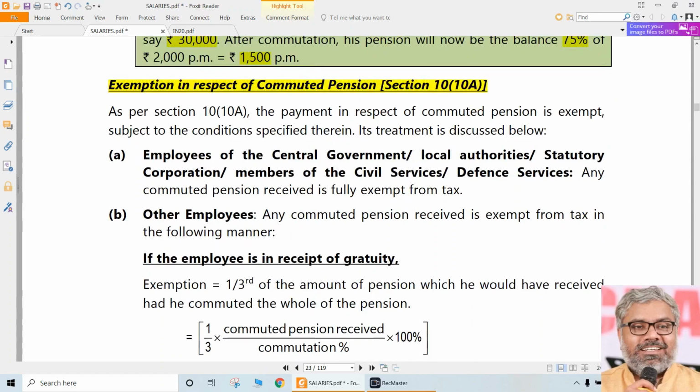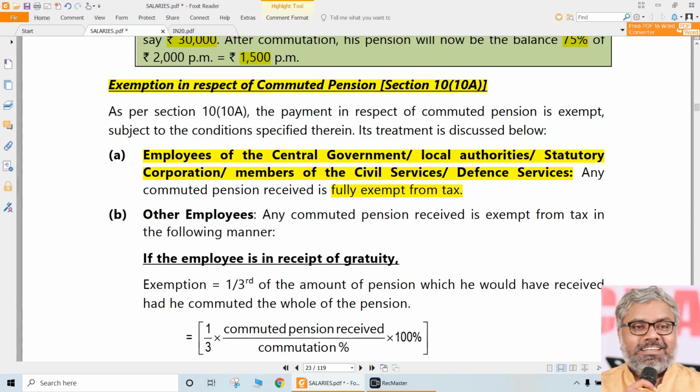Let us look at them one by one. Here also there are different categories of employees. According to their category, exemption will be granted under section 10(10A). What are those categories? The first category of employees is this. Just remember that list. Just remembering the list is enough, because we are not going to calculate anything, because for all of them, commuted pension is fully exempt from tax. Nothing is taxable for these types of people.